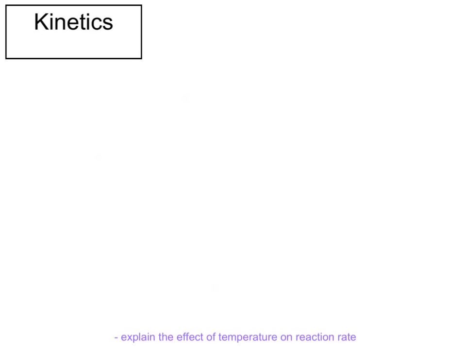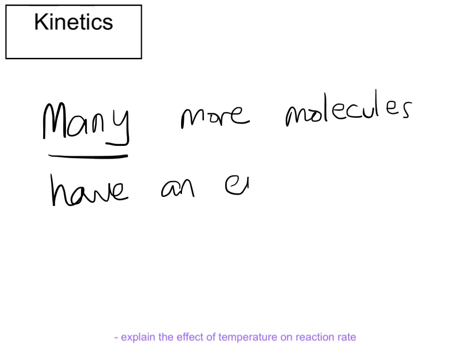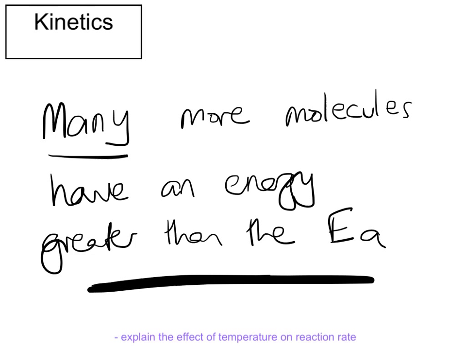The other word they want to get 2 marks is many. So many more molecules have an energy greater than the activation energy. And that will get you 2 marks for explaining why increasing the temperature increases the reaction rate. Conversely, if they ask you why a lower temperature decreases the reaction rate, you'd say that many fewer molecules have an energy greater than the activation energy. It would be the converse of this argument anyway.